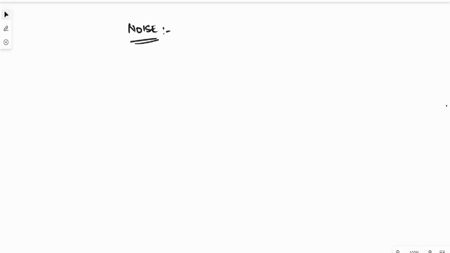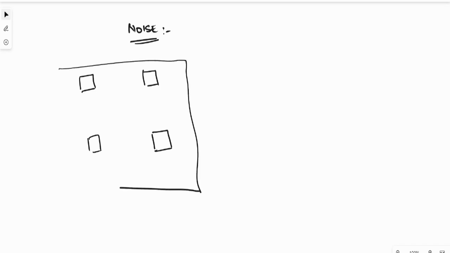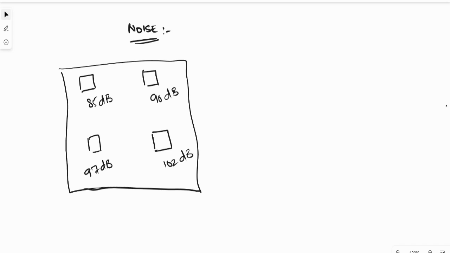Normally, let's say in an area there are four equipments: one, two, three, four. And each and every equipment is generating one sound, like 85 decibels, say 90 decibels, and let's take 97 decibels, and let's take 102 decibels, okay?